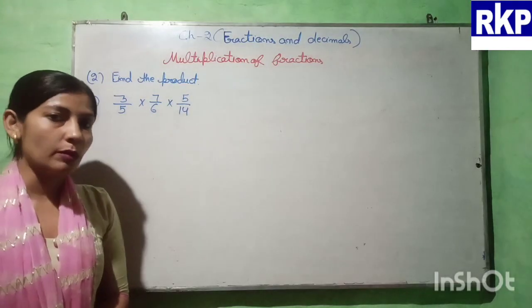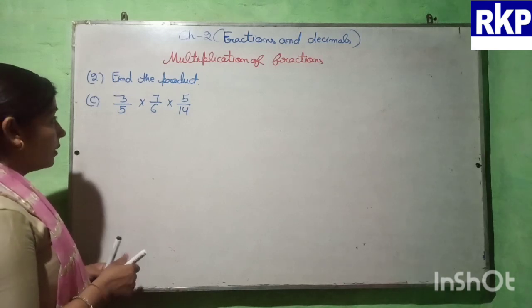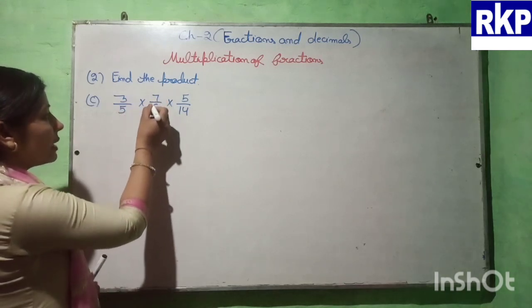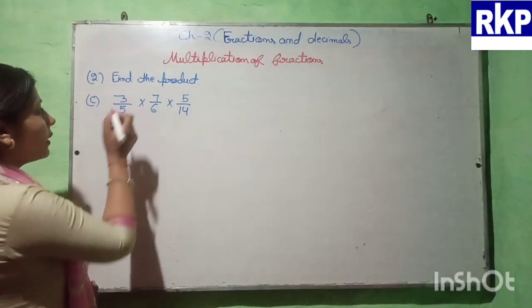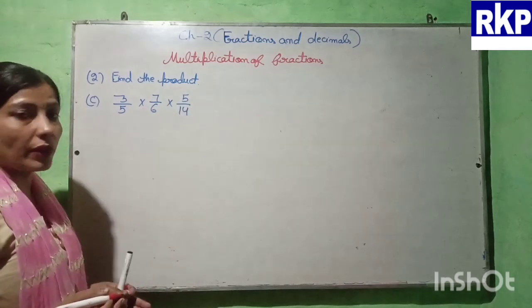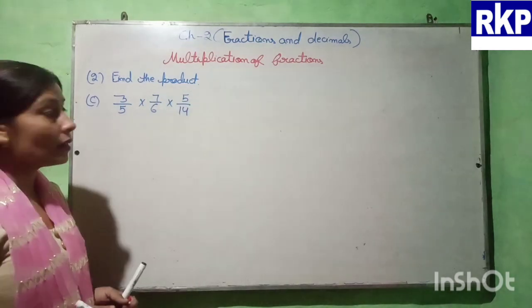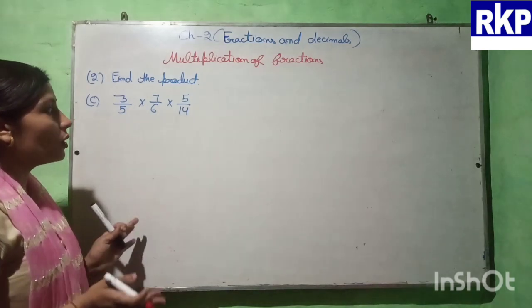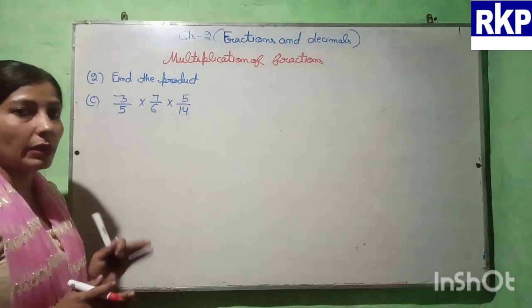Now let us take one more example. Here we have to multiply 3 by 5, 7 by 6 and 5 by 14. 3 by 5 is a proper fraction. 5 by 14 also is a proper fraction. And 7 by 6 is an improper fraction. So here, beta, no need to convert it into any fraction. Okay, so now let us multiply.